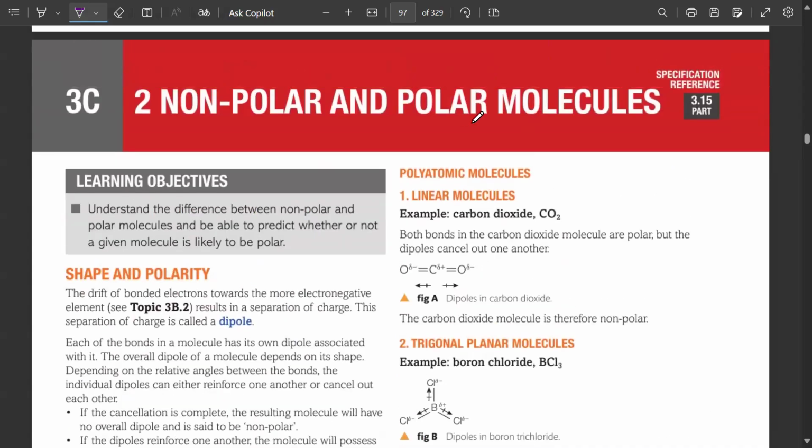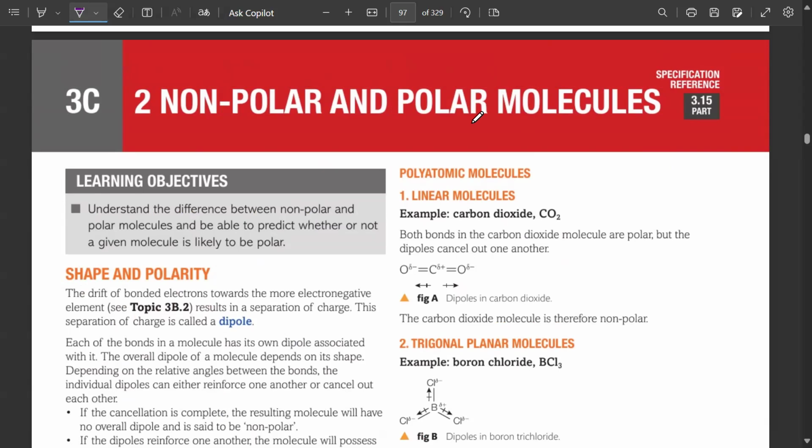Non-polar and polar molecules. Can you tell me what polar and non-polar mean? Can you say it again? I can't hear you. Speak louder. Polar and non-polar, what's the meaning?